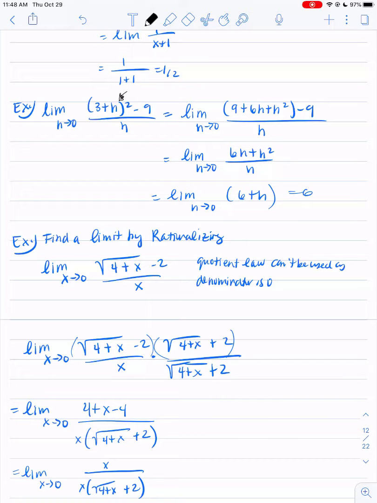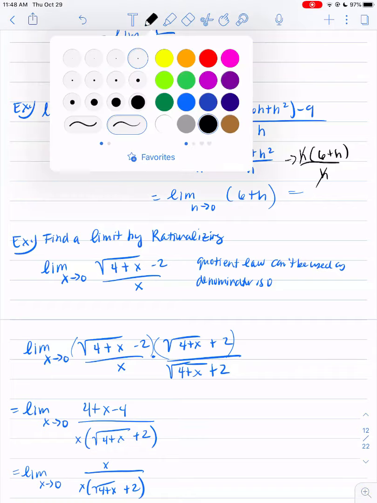So I just get 6h plus h squared over h. And then I could factor out an h from the top, and I get h times 6 plus h over h. So then these h's cancel. So I'm left with the limit as h approaches 0 of 6 plus h, and that equals 6.